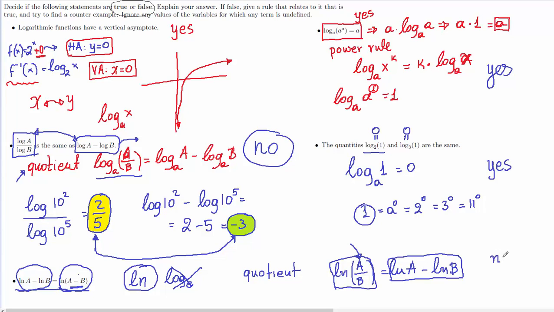Now, how do I know that A minus B is not equal to A over B? What are the A's and the B's? Well, in order for this equality right here to hold, it should hold for any numbers, A's and B's. Any number. And for sure, we know that the difference of two numbers is never the same as the quotient of two numbers. That's why our answer is no. So we have the answers for each one of these interesting questions about logarithms.